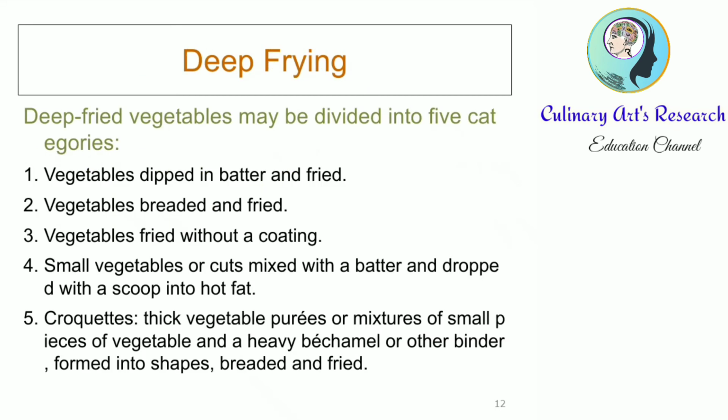Next is deep frying. Deep frying is basically divided into five categories: dipped in batter and fried, breaded and fried, and fried without coating. Small vegetables or cuts are mixed with batter and dropped with a scoop into the hot fat. And fifth is croquette. Croquette is a thick vegetable puree or a mixture of small pieces of vegetables and a heavy béchamel or other binder, formed into shapes, breaded and fried.